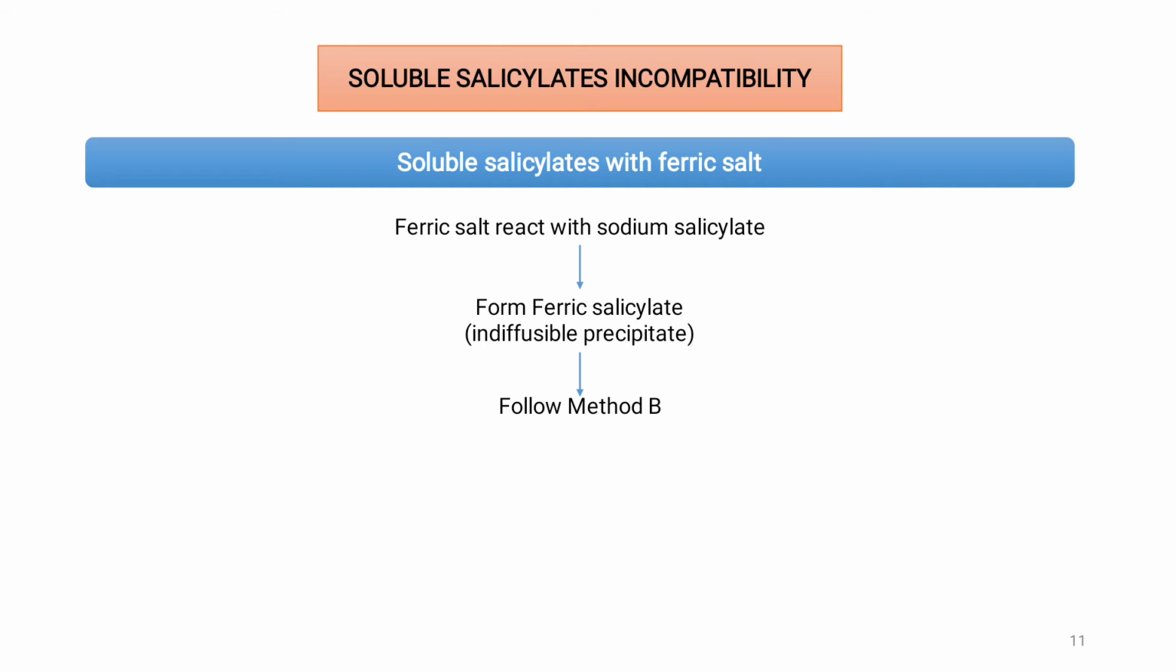Then next one is the soluble salicylate incompatibility. Under the soluble salicylate incompatibility, there are three types. First one is soluble salicylate with ferric salt. This soluble salicylate reacts with ferric salt and forms ferric salicylate. This ferric salicylate is an indiffusible precipitate. So we can follow method B for their dispensing.